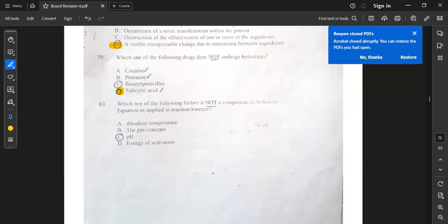Yes, an example of an agent that has a higher blood gas coefficient is halothane, and one that has a lower blood to gas coefficient is nitrous oxide.